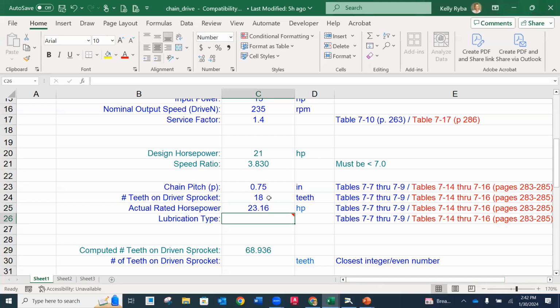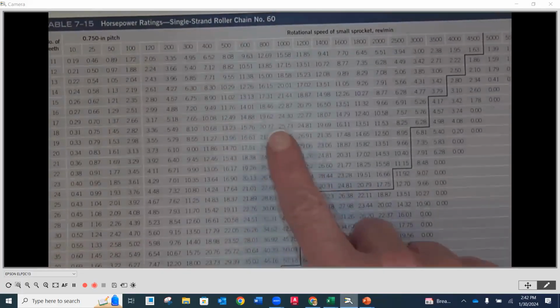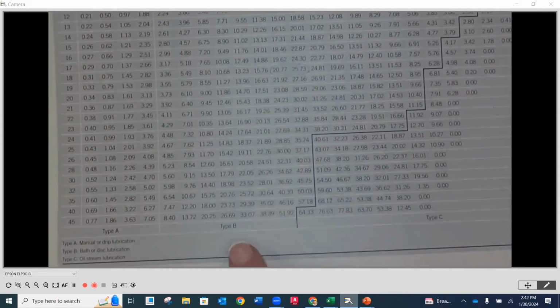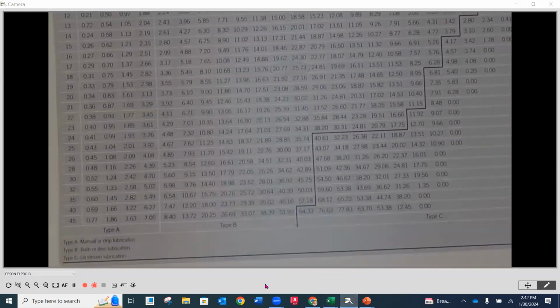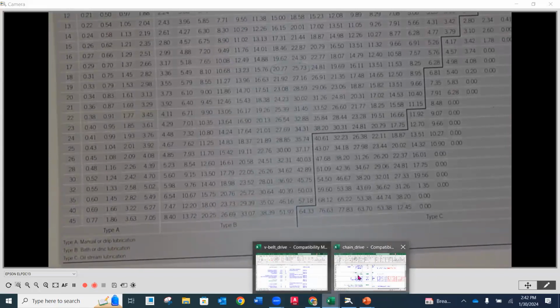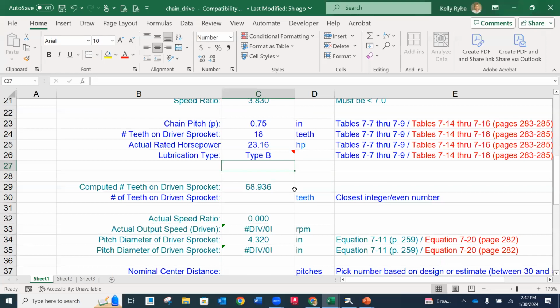Now, the other thing it's asking for is what is the lubrication type? So the lubrication type, we're going to read off of that chart by just being in that range. So you'll notice that we landed right here. If we go down to the bottom, that's a type B, which is a bath or disc lubrication. So you can just put in type B. All right. Any questions so far?